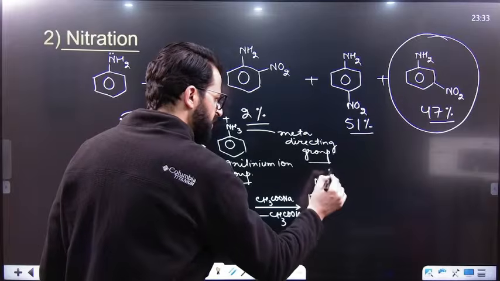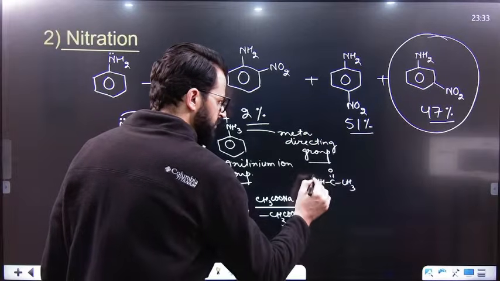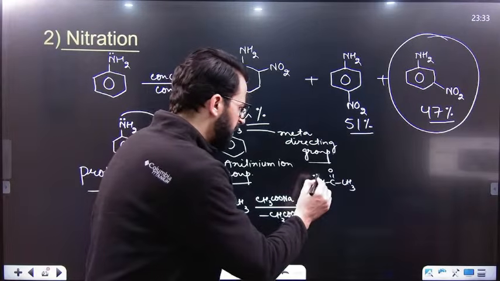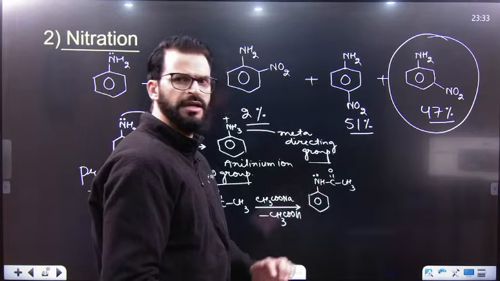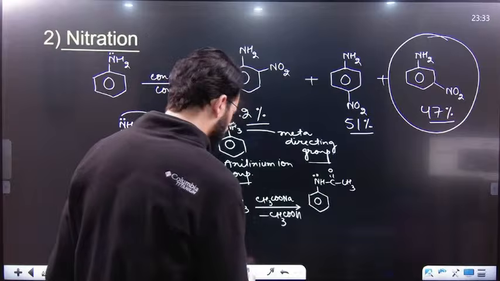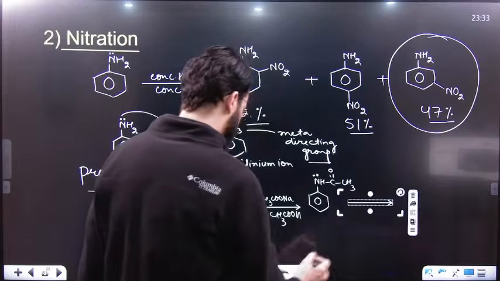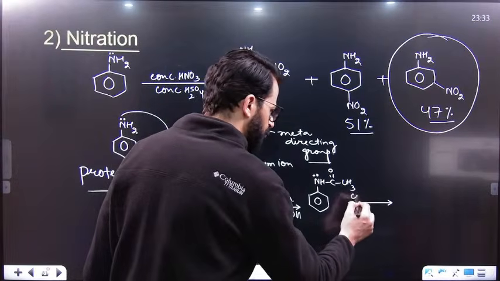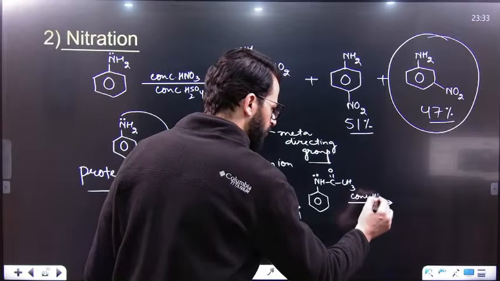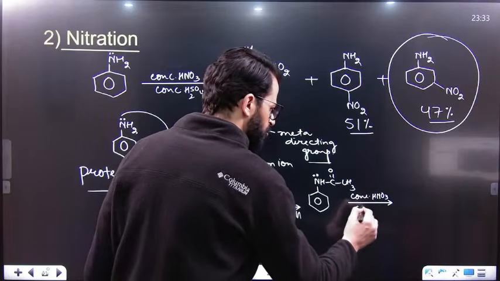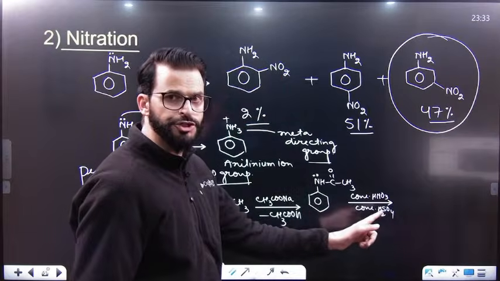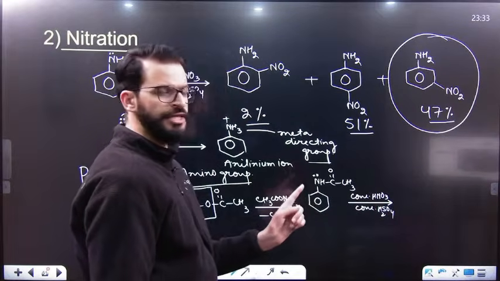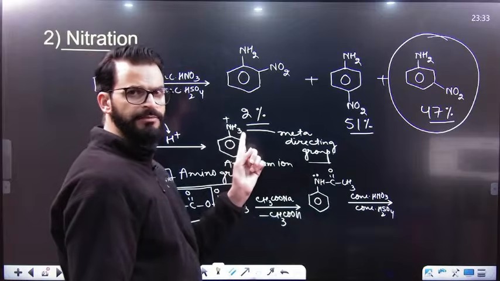Due to this acetyl group, what will happen? It's an electron withdrawing group. It will decrease electron density of this nitrogen. When electron density of nitrogen is decreased, it's not able to donate its electron to H positive now. So if it will not donate electrons to H positive now, there will be no anilinium ion formation.